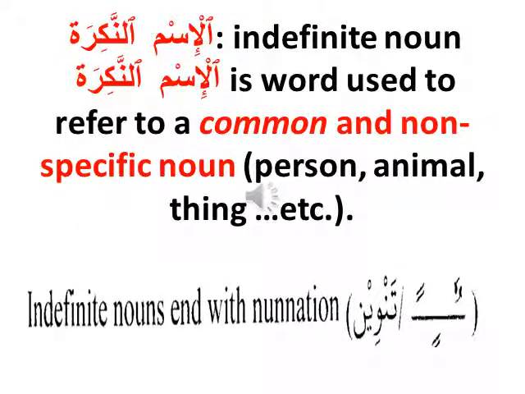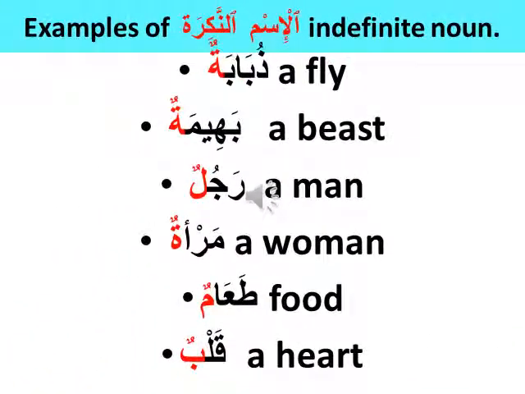Ism nakira, indefinite noun. Ism nakira is a word used to refer to a common and non-specific noun, person, animal, thing, etc. Indefinite nouns will always end with nunation: double dhamma, double fatha, double kasra. Here are a few examples of ism nakira, indefinite noun.